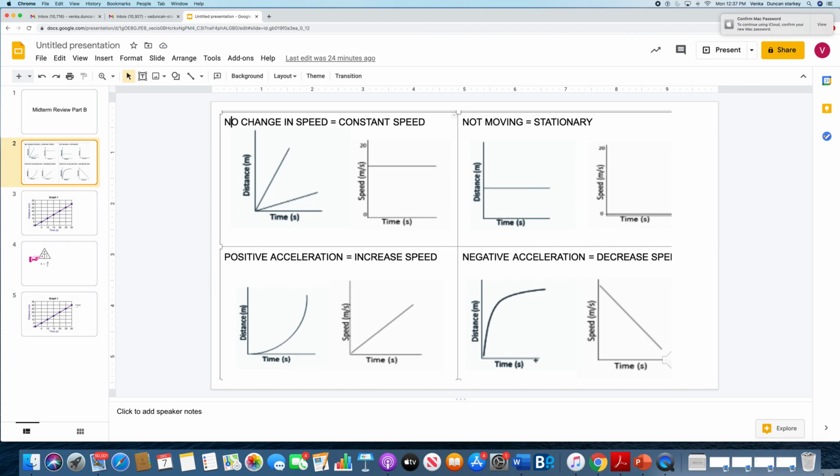Lastly, we have to show a decrease in speed on a distance time graph. You're going to have this half curve going downwards. On a distance time graph, to show a decrease in speed, you're going to have this downwards curve. On a speed time graph, to show a decrease in speed, you're going to have this line going down. These are the different types of speed graphs.